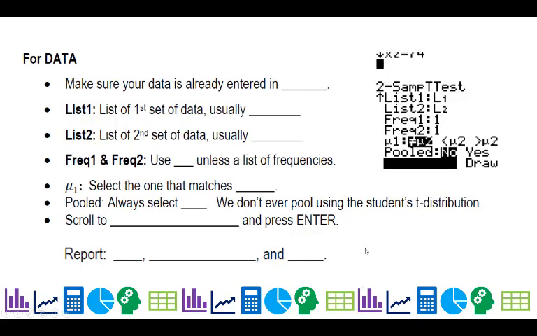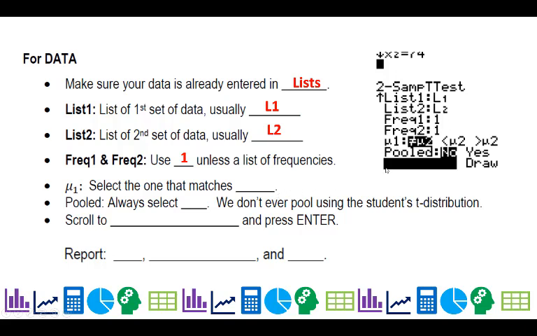Okay, for data, it's pretty straightforward. Make sure you have your data already entered in list 1 and usually list 2. It can be different lists, but that usually works. We almost always have 1 on the frequency here. And if you did have a list of frequencies, that could be possible, but highly unlikely.